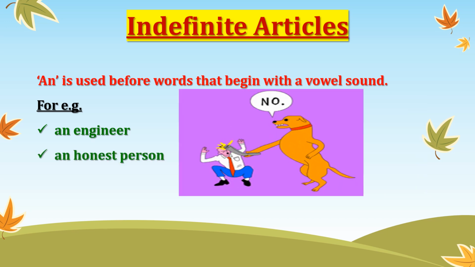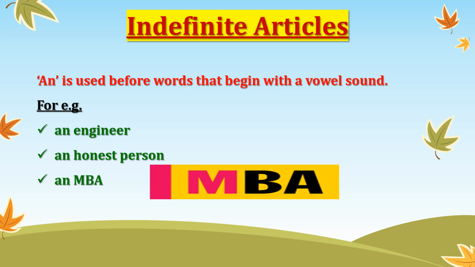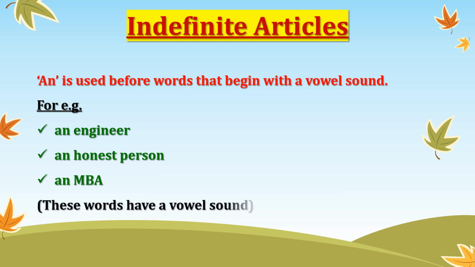An honest person. So here, this word, though it is starting with H, the sound is honest. H is silent over here. That is why, since the word is starting with a vowel sound, we are going to use an with this word honest. An MBA. Listen carefully. MBA. A. So this is a vowel sound. Again, we will use an as an article with it. These words have a vowel sound and that is why we are using an and not a as the article here.